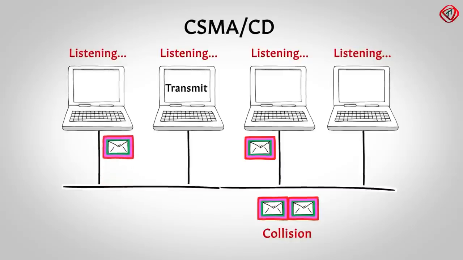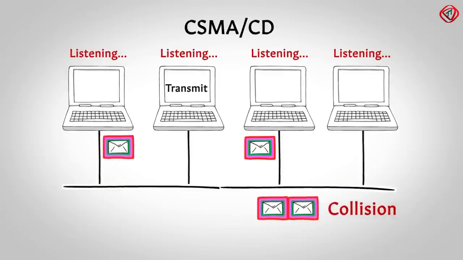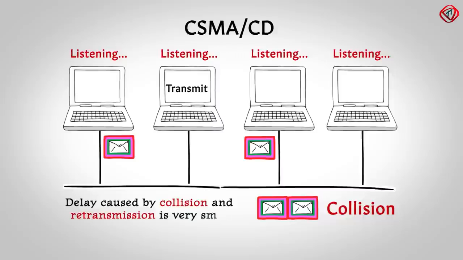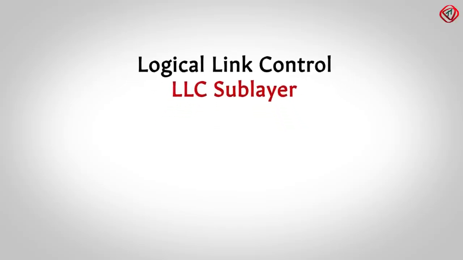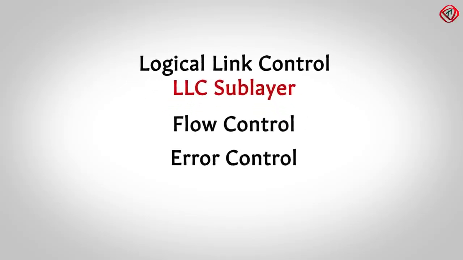Please note, with this access method, it is normal to have collisions. However, the delay caused by collisions and retransmitting is very small and does not normally affect the speed of the transmission on the network. The next is the LLC sublayer. It offers flow control and error control.